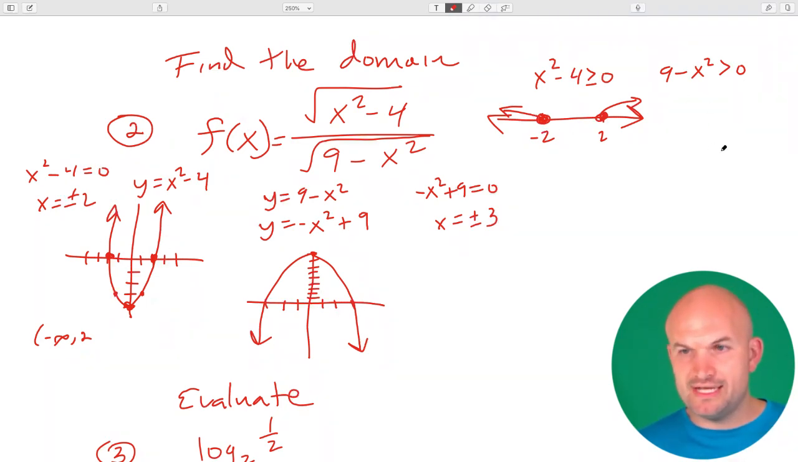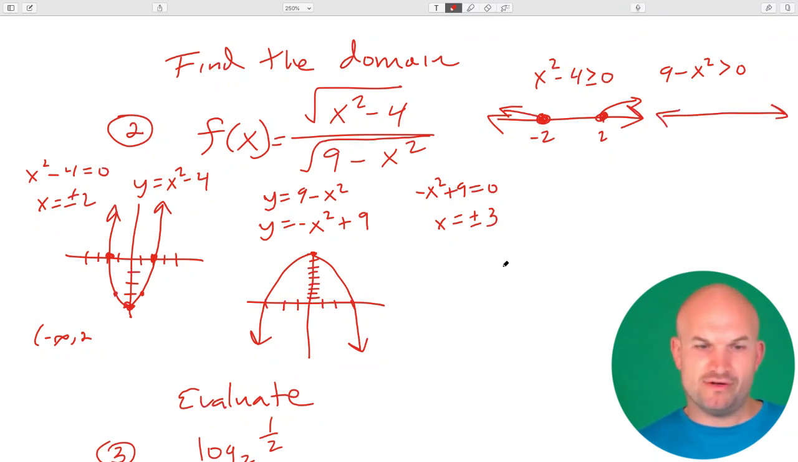Now, if I go ahead and do that with my 9 minus x squared, I say, well, when is that greater than 0? Well, that's greater than 0 for any number to the right of negative 3 and to the left of positive 3. So that one's going to look like, here's negative 3. Here's positive 3. But again, those are open circles, and it's all values in between.